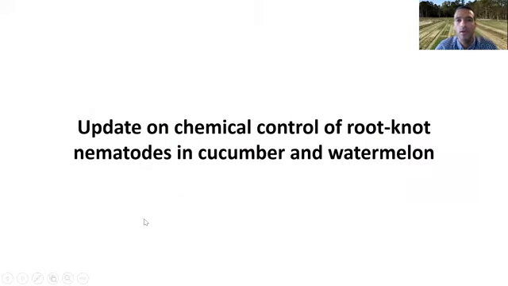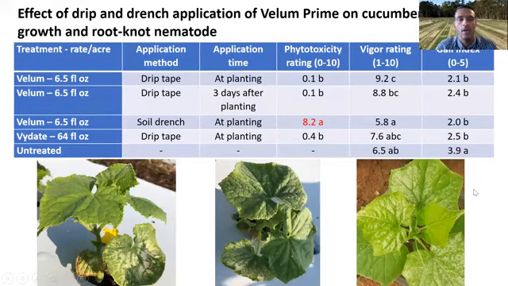Moving forward, I'm going to briefly talk about the chemical control of root knot nematode in cucumber and watermelon. I have had a few calls from growers who had a problem with drench application of Velum Prime on cucumber. Basically, they saw burning of their plants when they used Velum Prime as a soil drench application. We did a trial to see what the issue is.